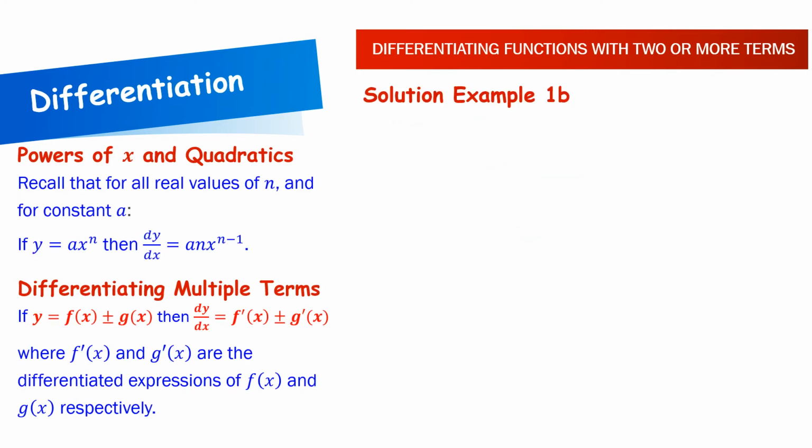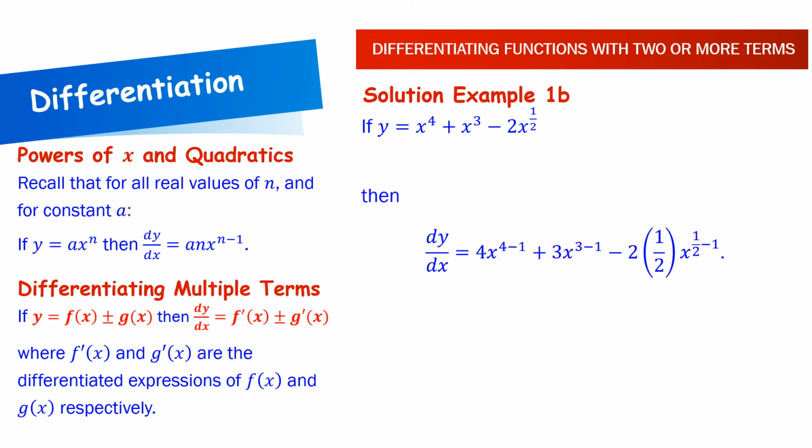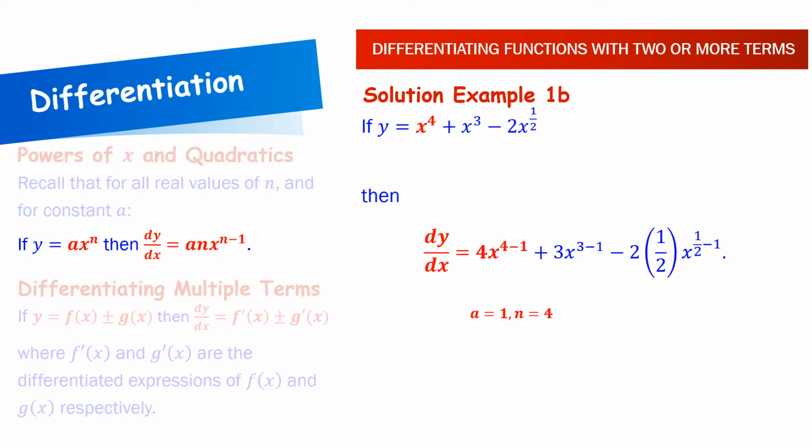Now let's solve example 1b. We are required to differentiate the expression shown on your screen. So if y equals x to the 4 plus x cubed minus 2x to the power a half, then we have dy dx equals the expression that you can see now. So let's break this down term by term. For the term x to the power 4, we have that a equals 1 and n equals 4. And this gives us the resulting dy dx for this term.